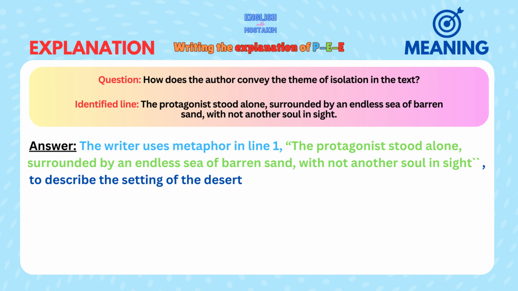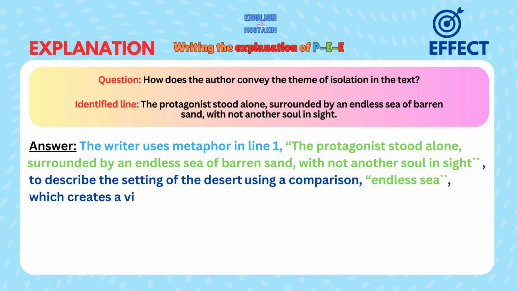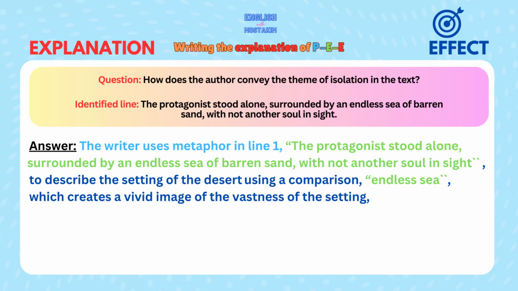After I am done with the meaning, I will move on to the effect of this particular figure of speech. So what does a metaphor do? A metaphor creates a comparison. So I am going to mention what that comparison was, and which particular words helped to make that effect. So in this case, to describe the setting of the desert, there was a use of a comparison, and I'm going to give the evidence of those particular words, "endless sea" under quotation marks, to highlight which words made that comparison.